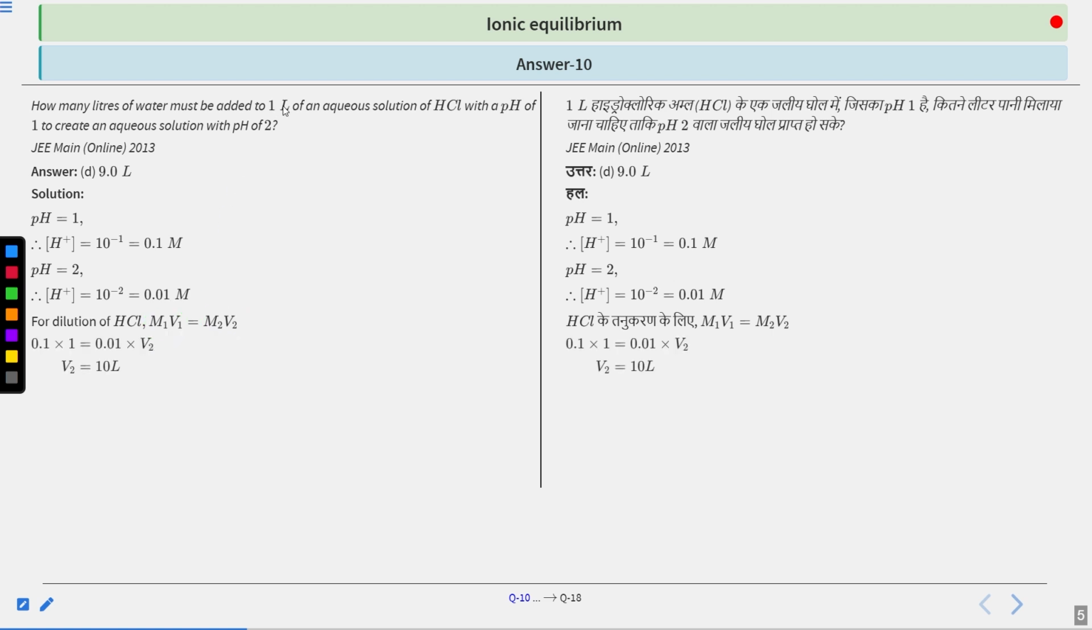So for the initial condition, we are taking 1 liter of solution and your pH is 1, therefore your H plus concentration is 0.1. So molarity 0.1 into 1 liter is equal to the H plus concentration for the second condition, which is 0.01 for pH 2, and we don't know the volume. So the volume that we calculate comes out to be 10 liter. Now we know that 1 liter was initially present. So 10 liter is the final amount. So how many liters of water should you add? You should add 9 liters of water to this solution to change the pH from 1 to 2.